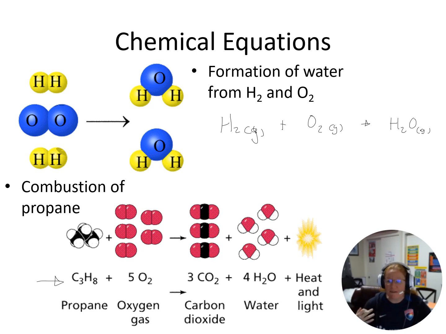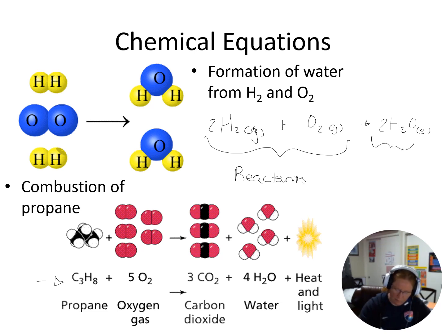Now, we do have to balance our chemical equations. This one is not balanced up there because I've got 2 hydrogens and 2 oxygens on my reactant side, and 2 hydrogens and just 1 oxygen on my product side. So this one actually balances out like this. On the left-hand side, these are reactants, and on the right-hand side, you get your products.